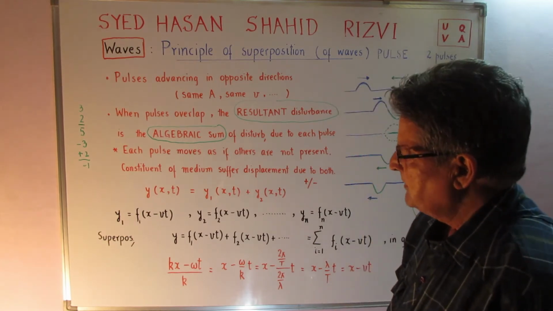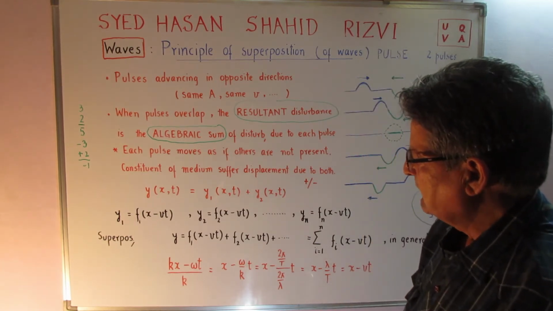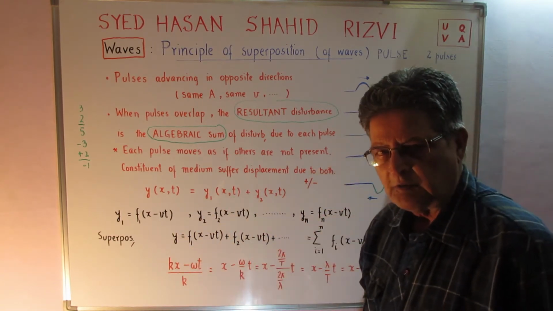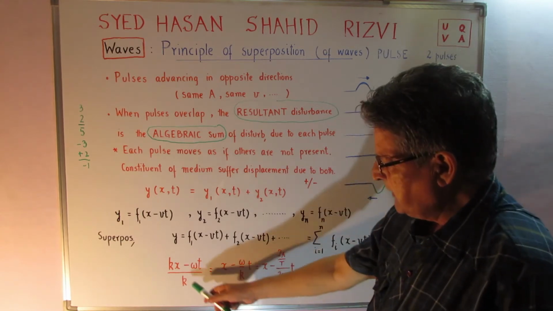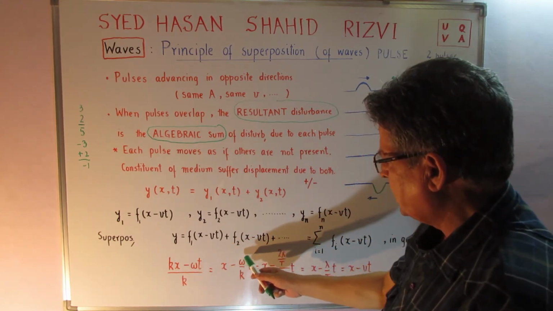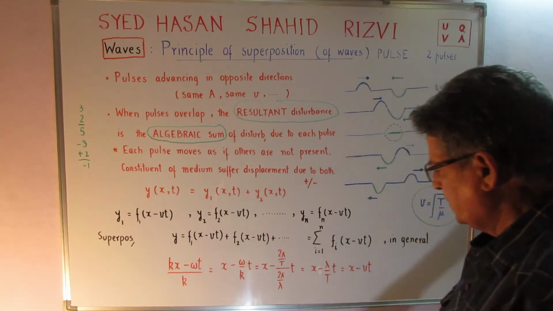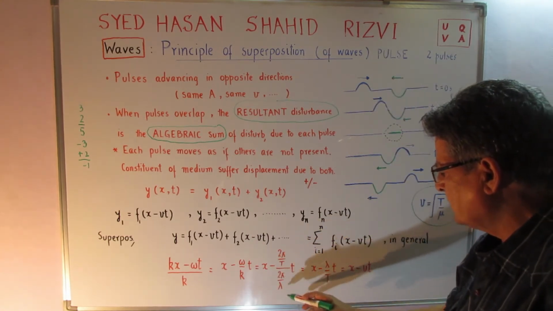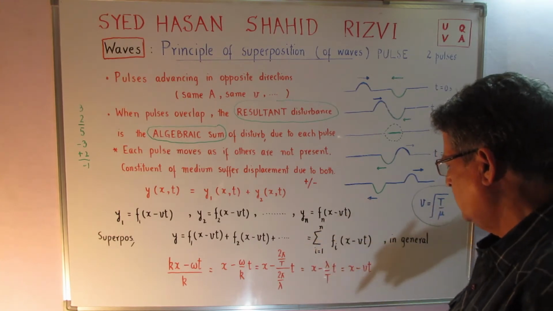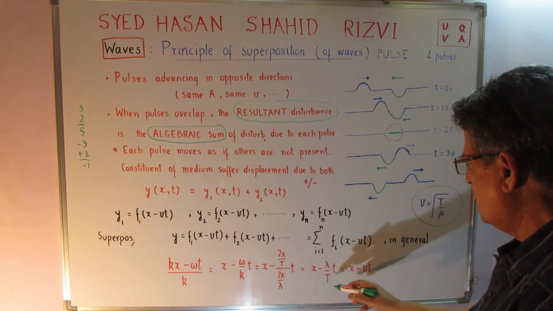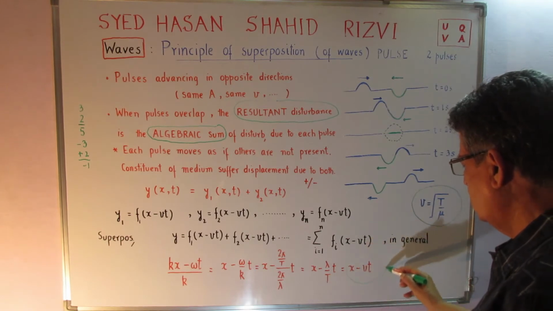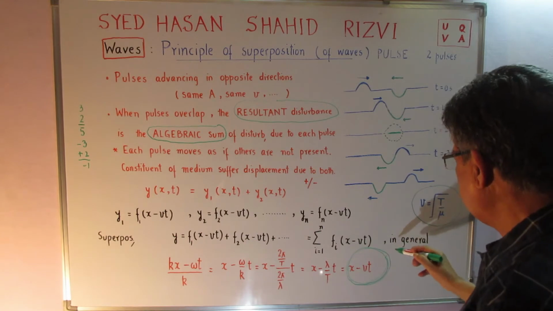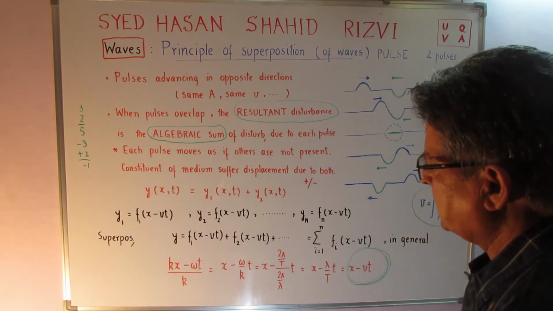Now I can write what we have learned: kx minus omega t, this is usually what we write. If I divide it by k, I get x minus (omega upon k)t, which I can write as x minus (2 pi upon capital T) upon (2 pi over lambda) times t, which is equal to x minus (lambda over T)t, and it turns out to be equal to x minus vt, where v is the velocity in that medium.